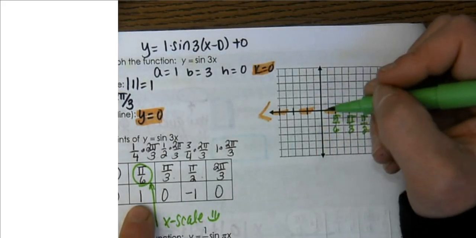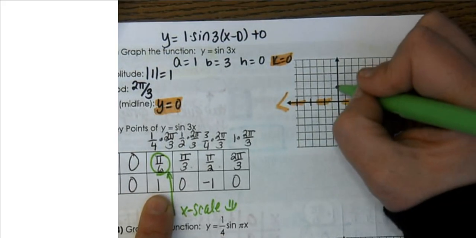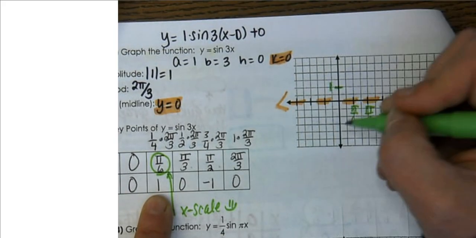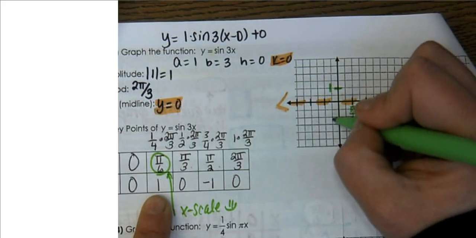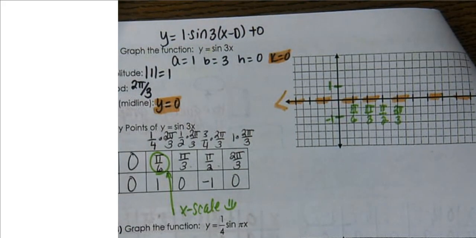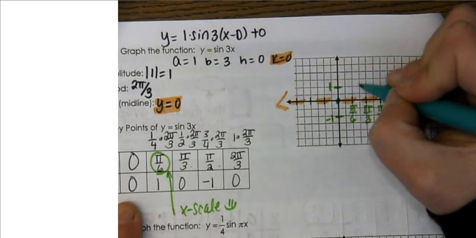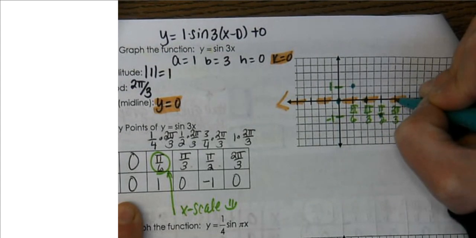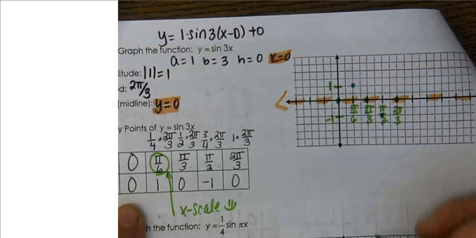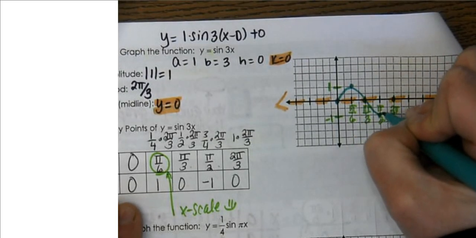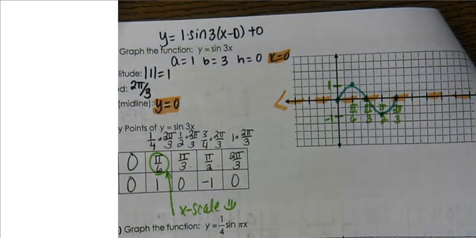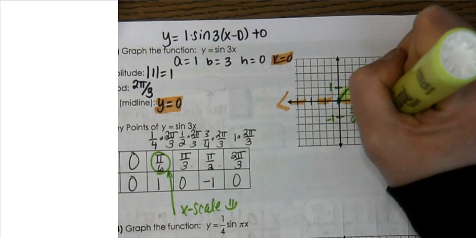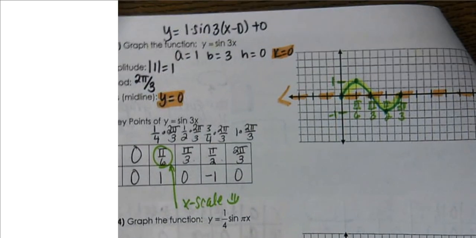My y scale needs to be, we're going up and down to 1, so some people like to skip lines. I know I do. I'm going to skip a line and make this 1, and down here a -1, just so that you can get that graph looking really nice. And I'm going to plot these points. We are starting with 0, 0, pi over 6, 1, pi over 3, 0, pi over 2 down to -1, and 2 pi over 3, 0. So here is my first cycle of sine. And I'm going to get out my highlighter and highlight it because this is where I am starting my graph, and I need to see that highlighter on your homework.